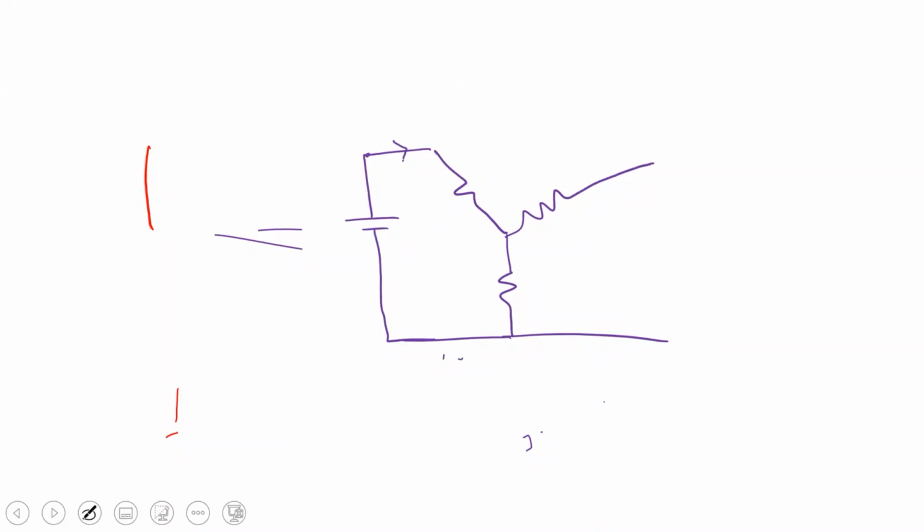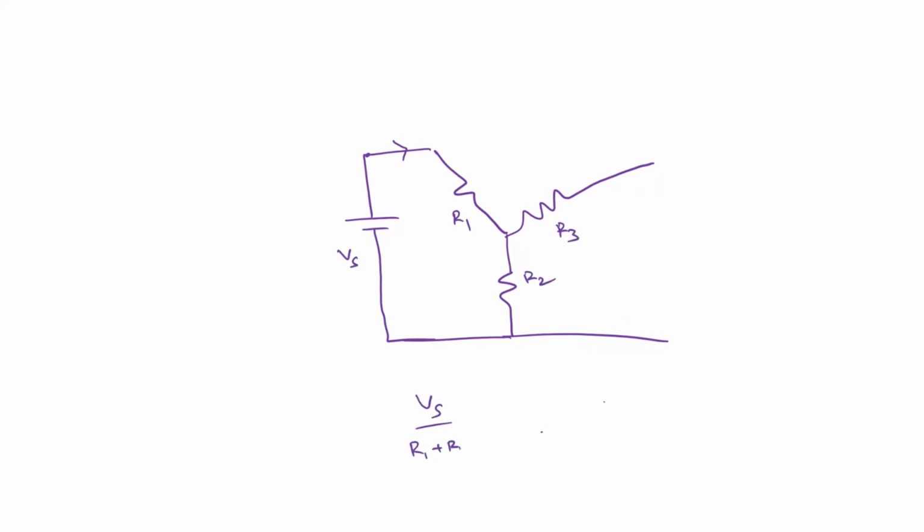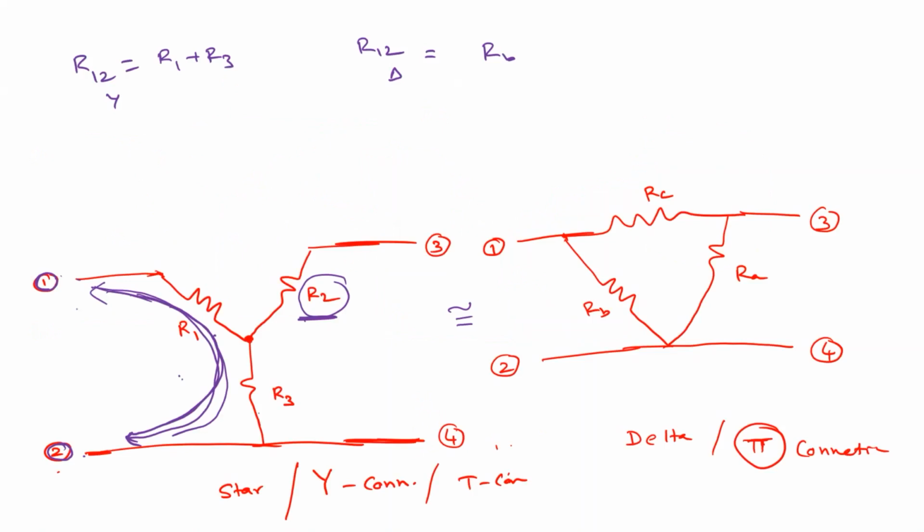So now tell me what is the current that is flowing through this? For example, this is R1, R2, and R3, and this is Vs. What is the current that is flowing here? Vs by R1 plus R2, right? Agree? Because this one is open circuited. In the same manner here also, this is open, so that means the equivalent resistance is R1 plus R3.